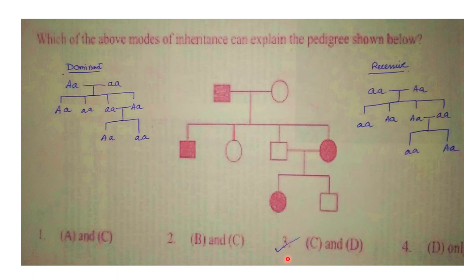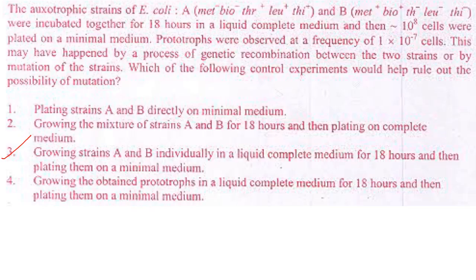So the answer is option 3, that is C and D, autosomal dominant and autosomal recessive. So the answer here is option 3. Now coming to the next question.